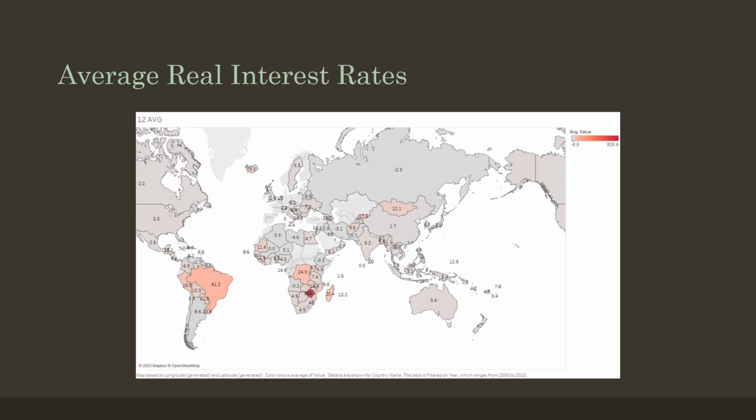This geographic map shows the average of real interest rates for each country for the years 2000 to 2010. The average shows the central tendency of interest rates for each country. By calculating the average for each country, we can identify the areas where interest rates are high. For instance, Zimbabwe shows on average 325.6.